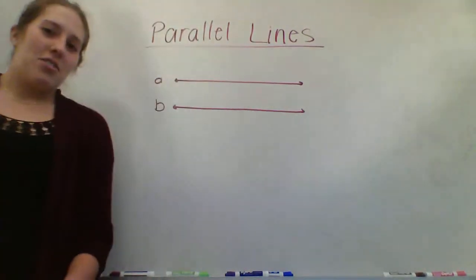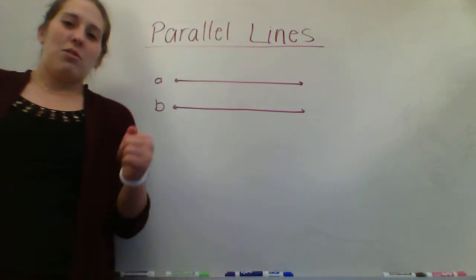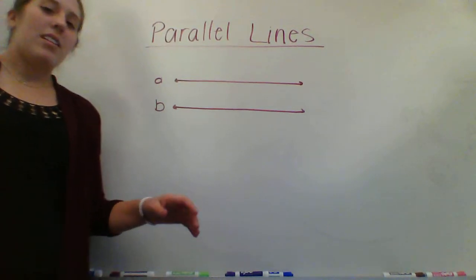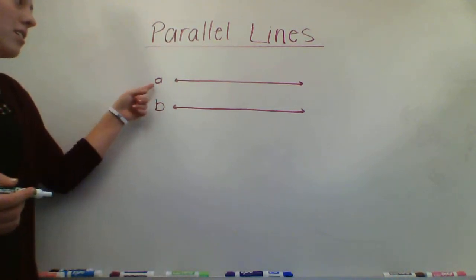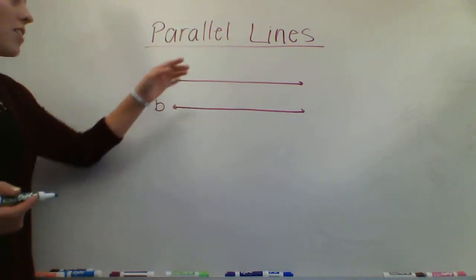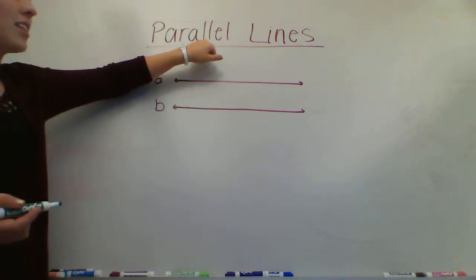So this is the introduction to parallel lines. To review, we know that parallel lines are two lines that never intersect. So we have A and B. And if you notice, in "parallel," there's two L's that never intersect.